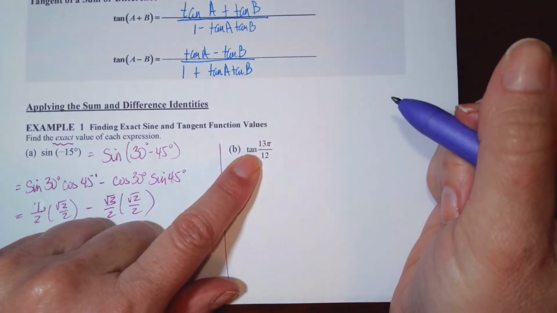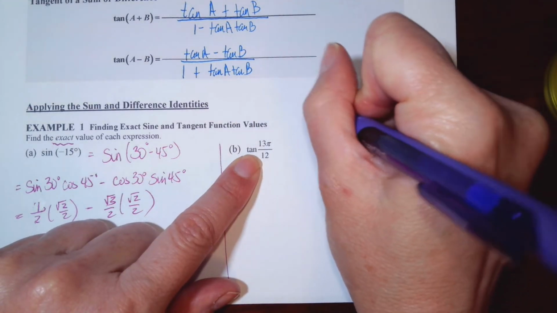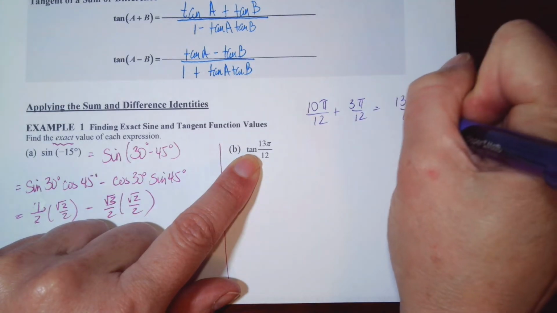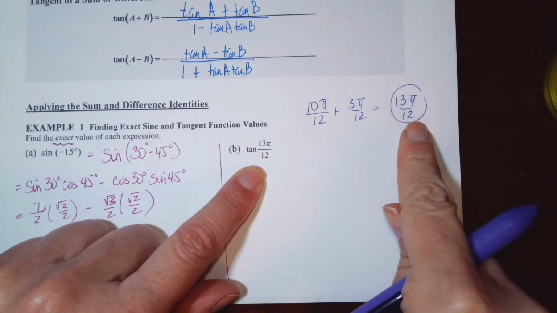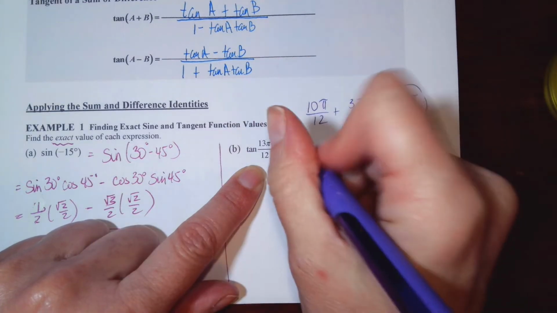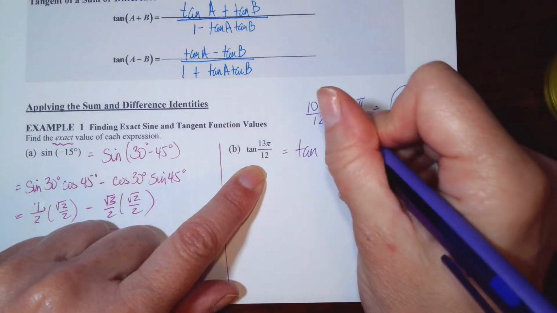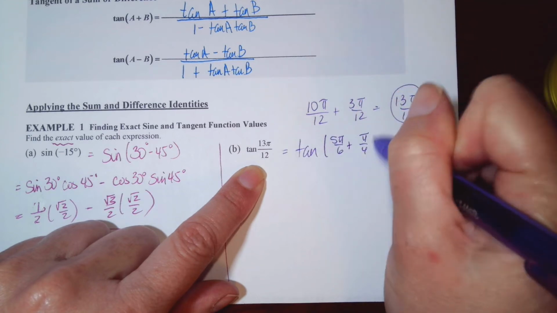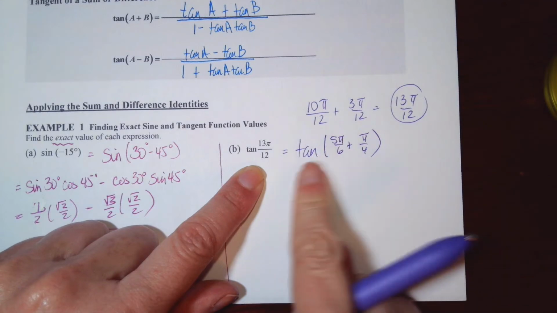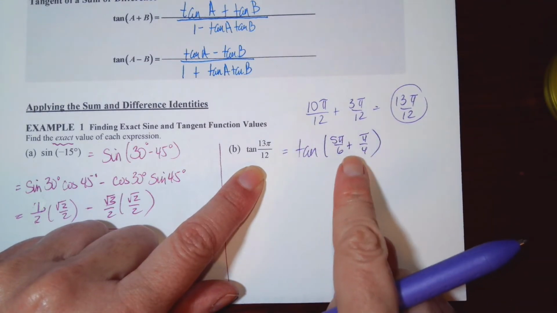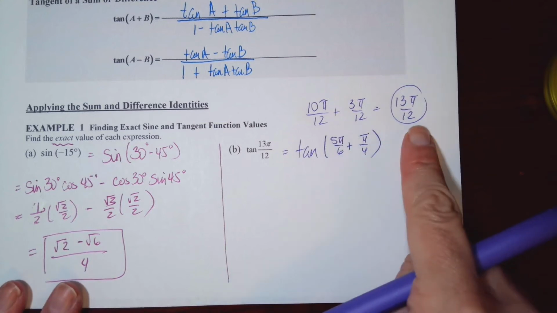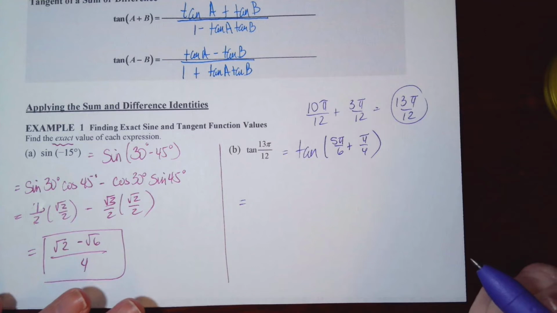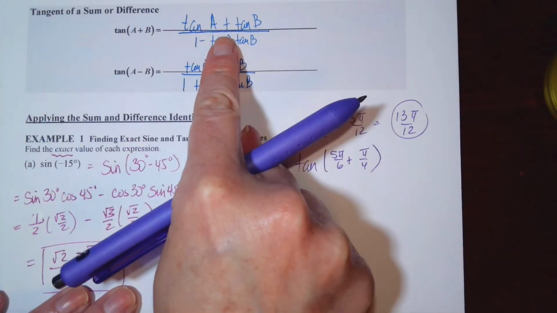10 and 3 is 13, and both of those will reduce to special angles. So 10 pi 12ths plus 3 pi 12ths gives me my 13 pi 12ths that I need, not a special angle. These two, however, will reduce to special angles. So 10 pi 12ths is the same thing as 5 pi 6ths. 3 pi 12ths is the same thing as pi 4th. And I can use this tangent sum identity with these special angles to get the value of tangent of 13 pi 12ths. All right, tangent sum identity right here.